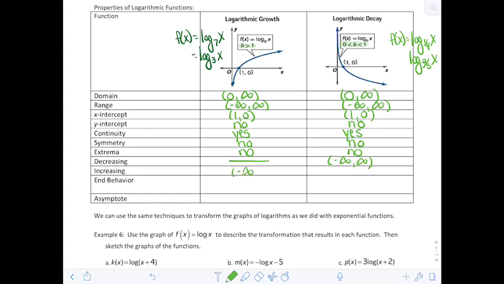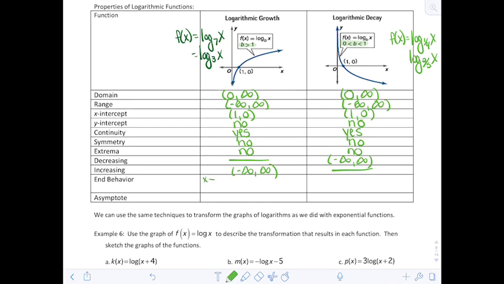Increasing, that would always be the case with our growth formula, and never be the case with decay. So end behavior, this is interesting to look at. As x goes to infinity, for growth, f of x goes to infinity. But the other limit we look at is x approaching 0 from the right. F of x is going to go to negative infinity.